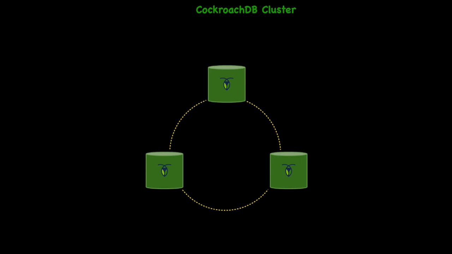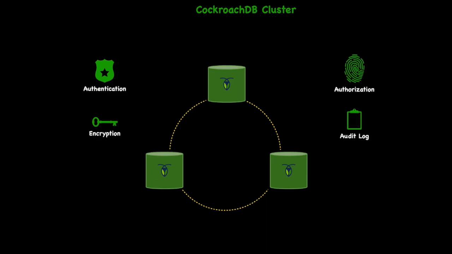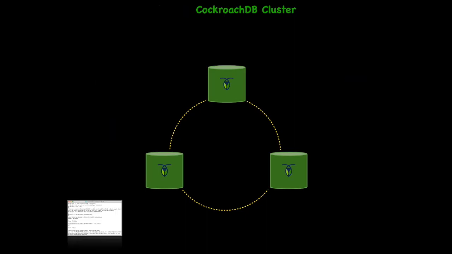To avoid these security risks, CockroachDB provides authentication, encryption, authorization, and audit logging features to deploy secure clusters. In the previous video, we saw what these features mean. In this video, we will see how they work, starting with authentication. In a CockroachDB cluster, the nodes can communicate with each other and with the apps and SQL clients. A secure CockroachDB cluster has authentication set up.